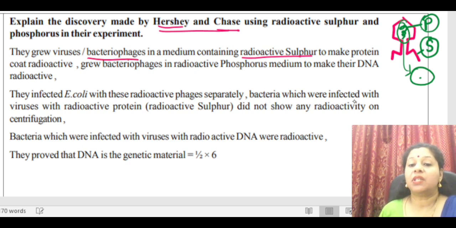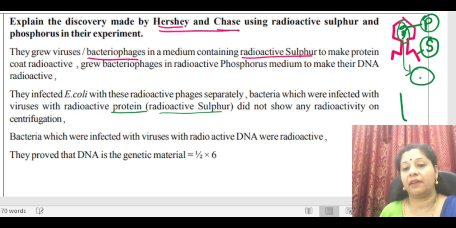Then bacteria which were infected with the viruses with radioactive protein, that means that contain radioactive sulfur, did not show any radioactivity on centrifugation. So after blending and centrifuging, they got two bands. One was the viral pellet and the viral coat. The second is the bacterial pellet. So in the bacteria only radioactivity was seen.